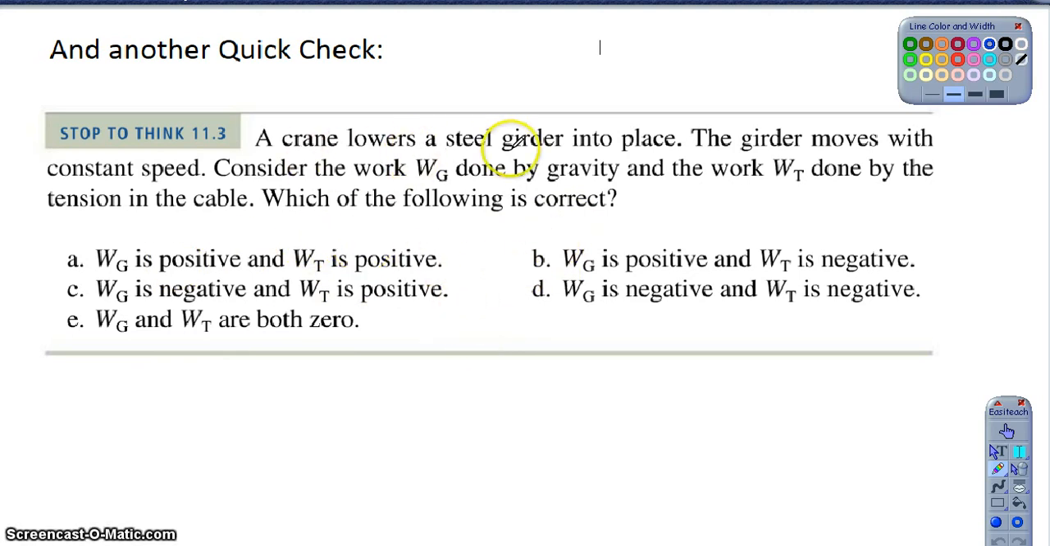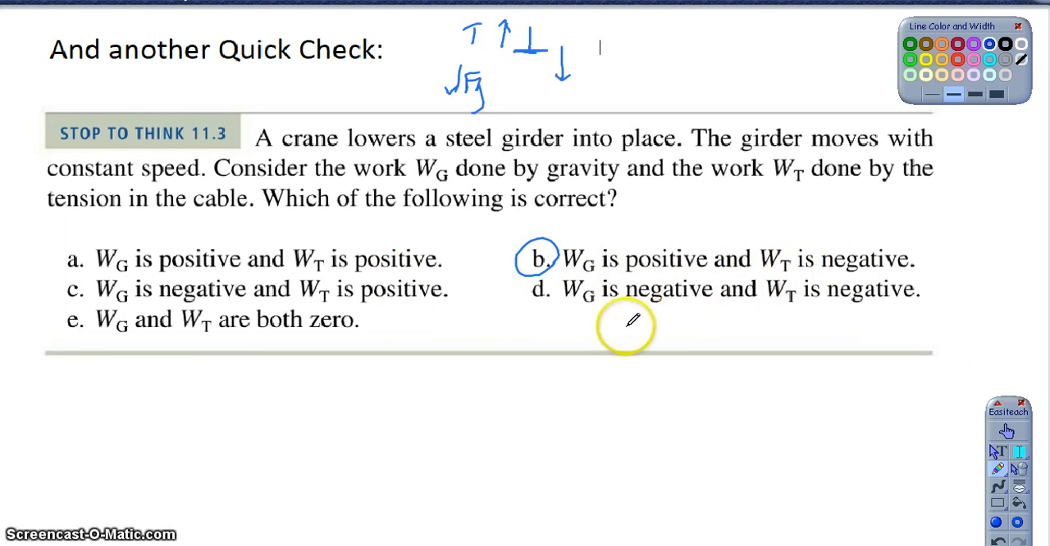So if the crane is lowering the steel girder in place, so it's starting up here, and then the crane obviously has a tension up there, but it's lowering it, which of those works would be positive, which one would be negative? Well, obviously, if the crane is lowering it, the tension's still pulling upward, and the force of gravity is still going downward, as always, right? But we're allowing it to drop downward, so the force of gravity is pulling it in the same direction, so that work would be positive. Tension is pulling it in the opposite direction, so that work would be negative. So my correct option here is option B. Work done by gravity is positive, work done by tension is negative.